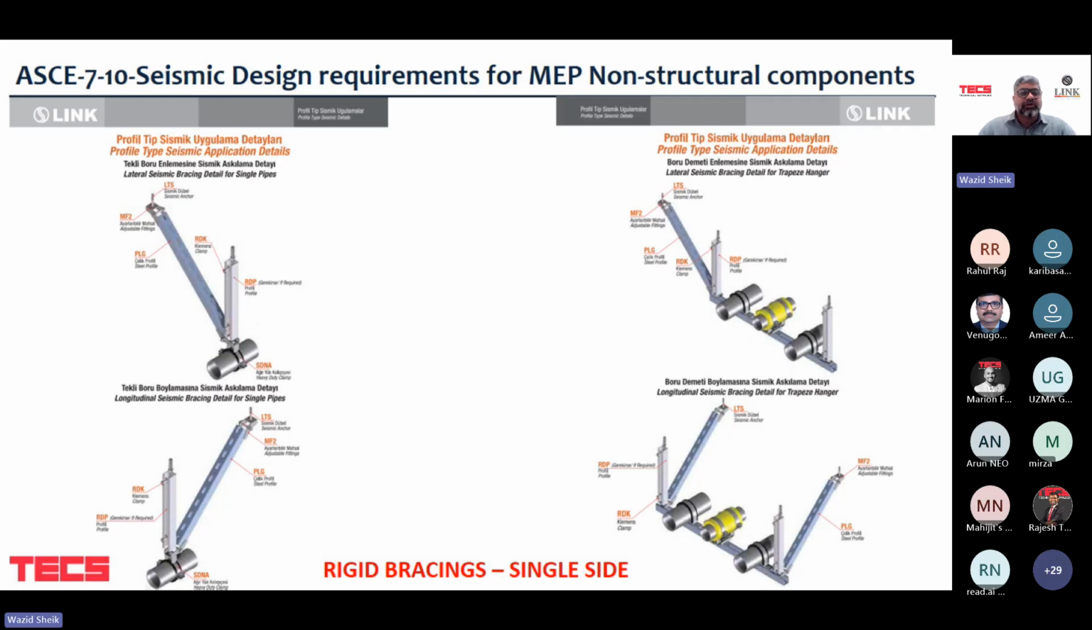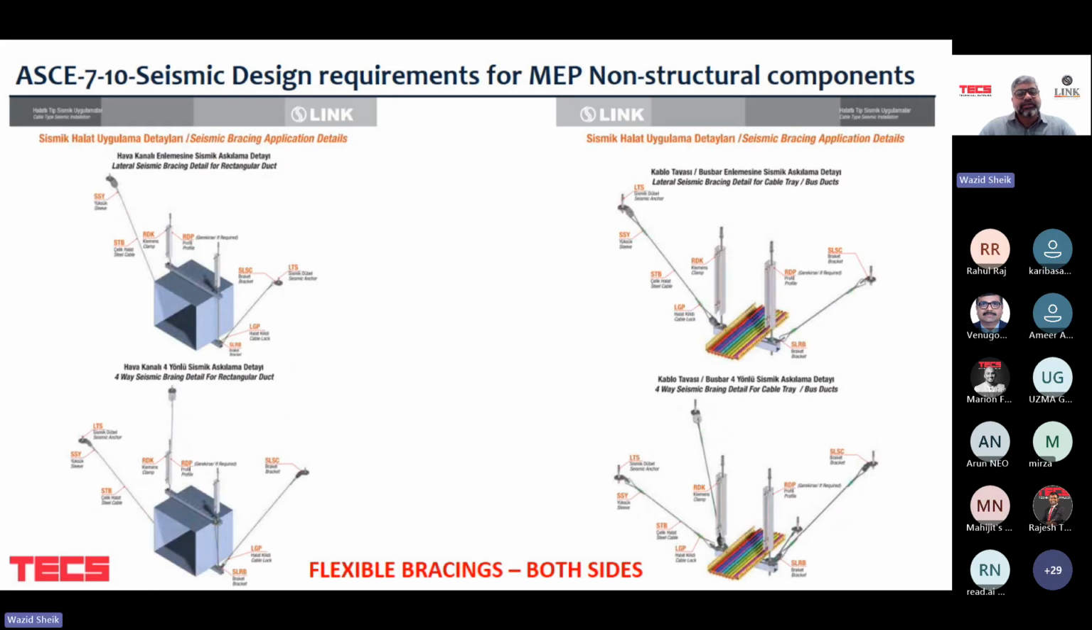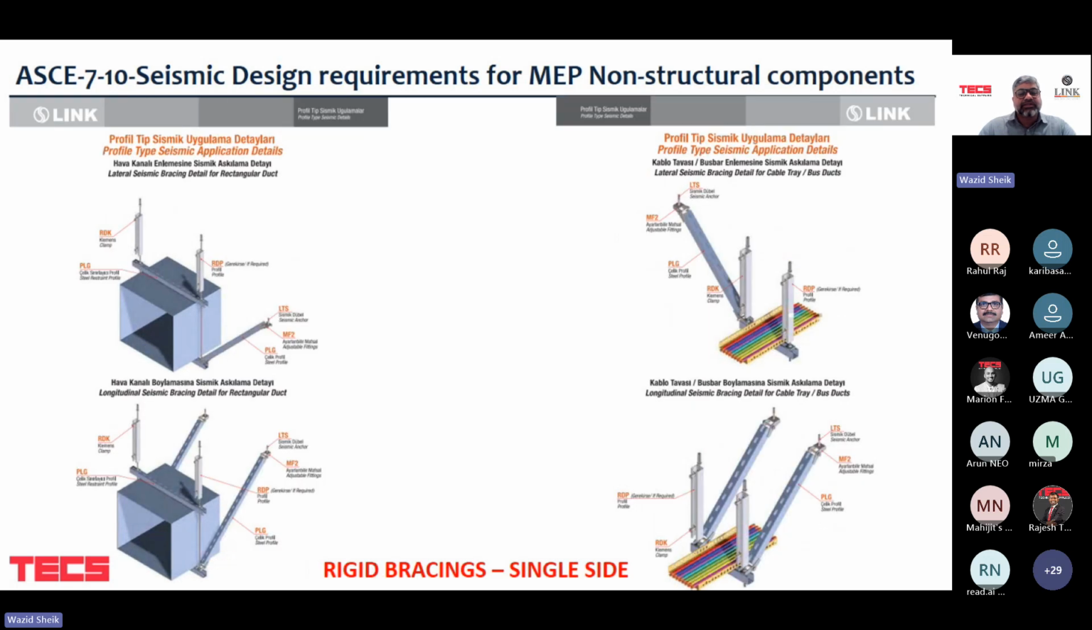So here we are showing both arrangements. Again, these are all rigid, but on a single side, where you are only anchoring it to one side, but still resisting the forces which can act from both directions. Similar kinds of arrangements we have shown for ducts and cable trays as well. This is a flexible bracing, and this is a rigid bracing only on the single side.